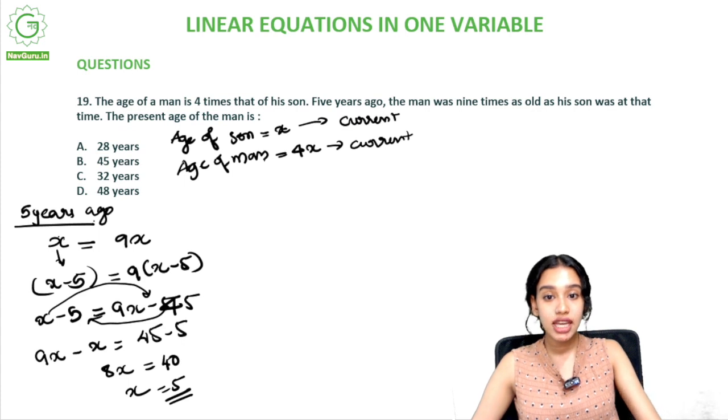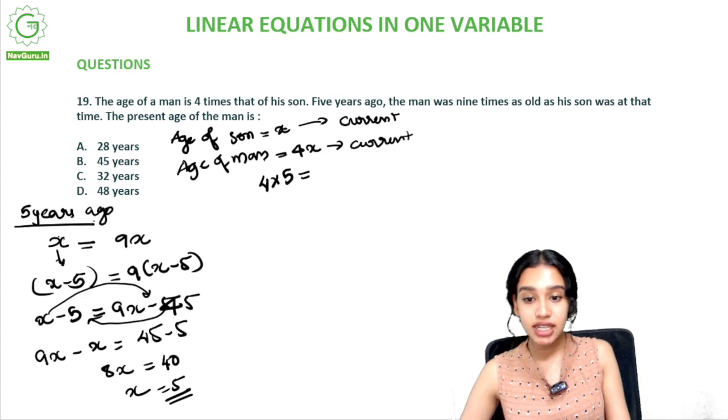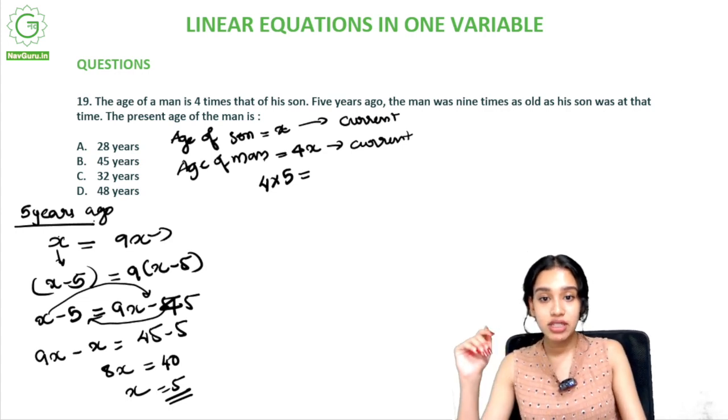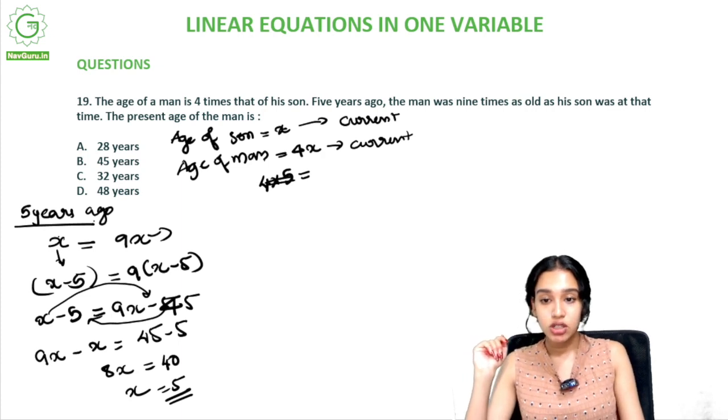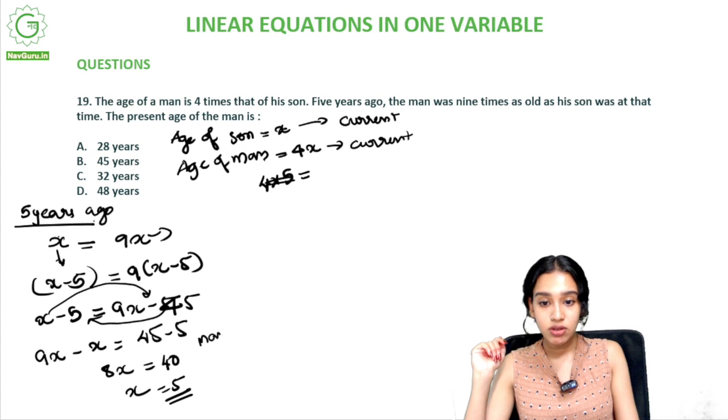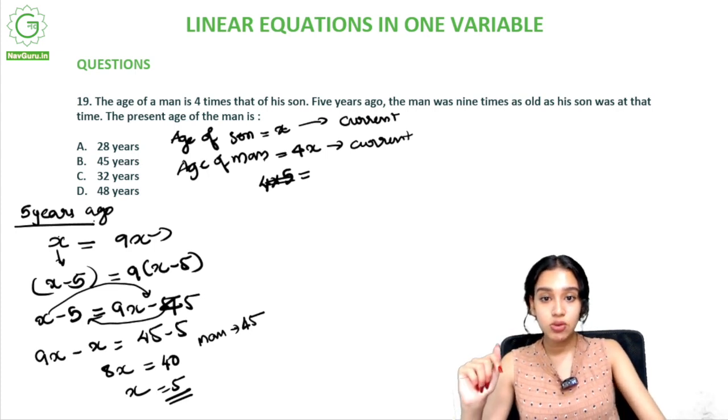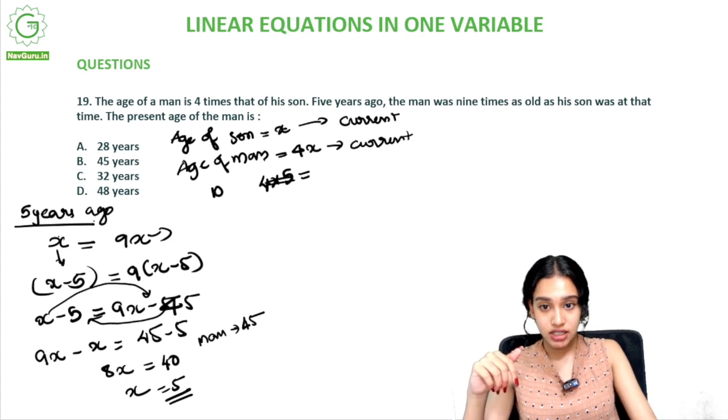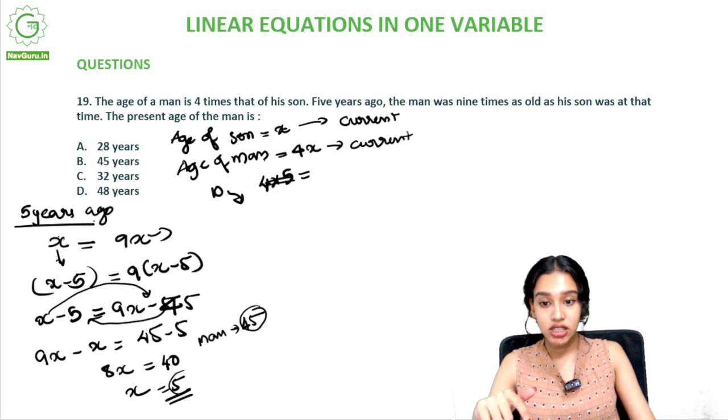Now, what is the age of the man? 4 times x, which is 5. So 4 times x is equal to 5. Before that, the age was like 9 times x. Before 5 years, let's calculate. Let's talk about the before 5 years thing. So here the age of man was 9 into 5 is equal to 45, right? Now, after 5 years, what is the age of the son? It's 10, right? And the man would be, the difference of the age of the man and age of the kid is 40 years, right?